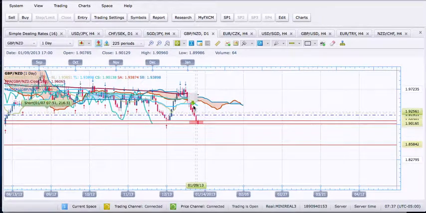All you're looking for is a tenkan below the kijun. That's a bearish cross. You're looking for the future kumo to be bearish, and you want price action itself to be below the tenkan and the kijun, and the chiku must be below the price.